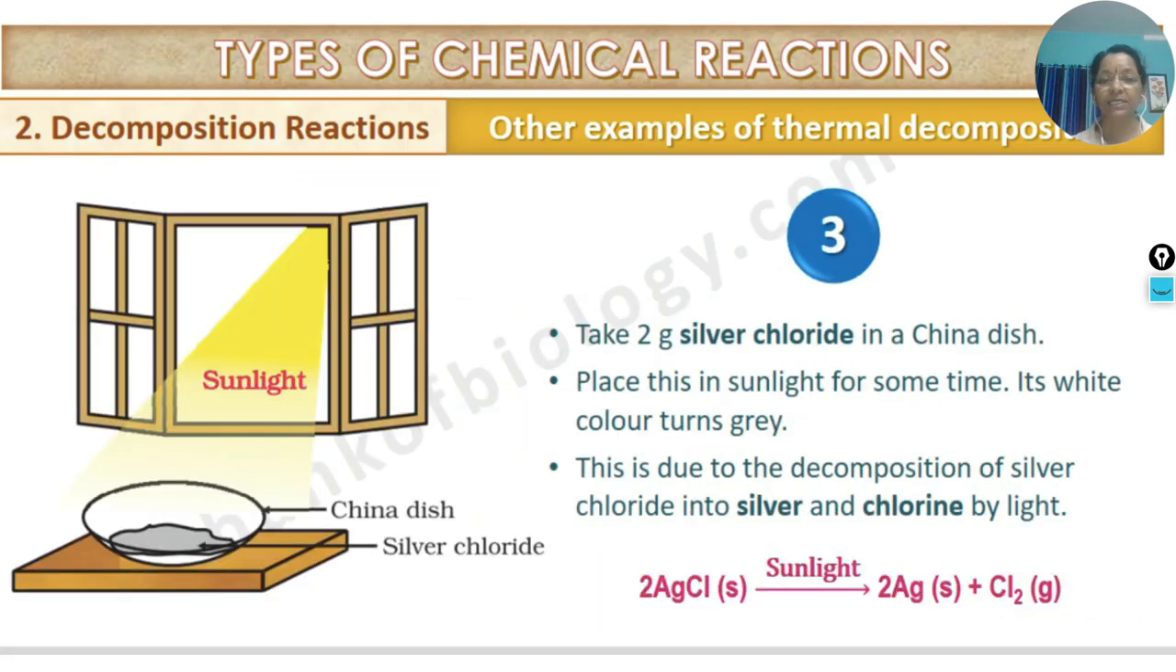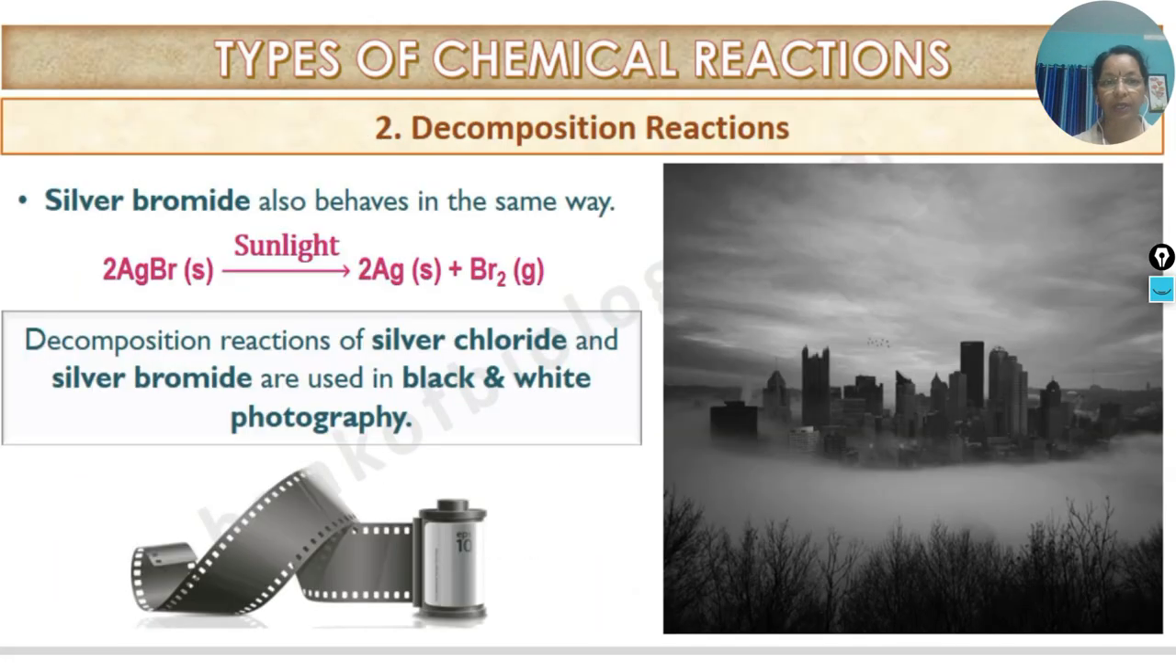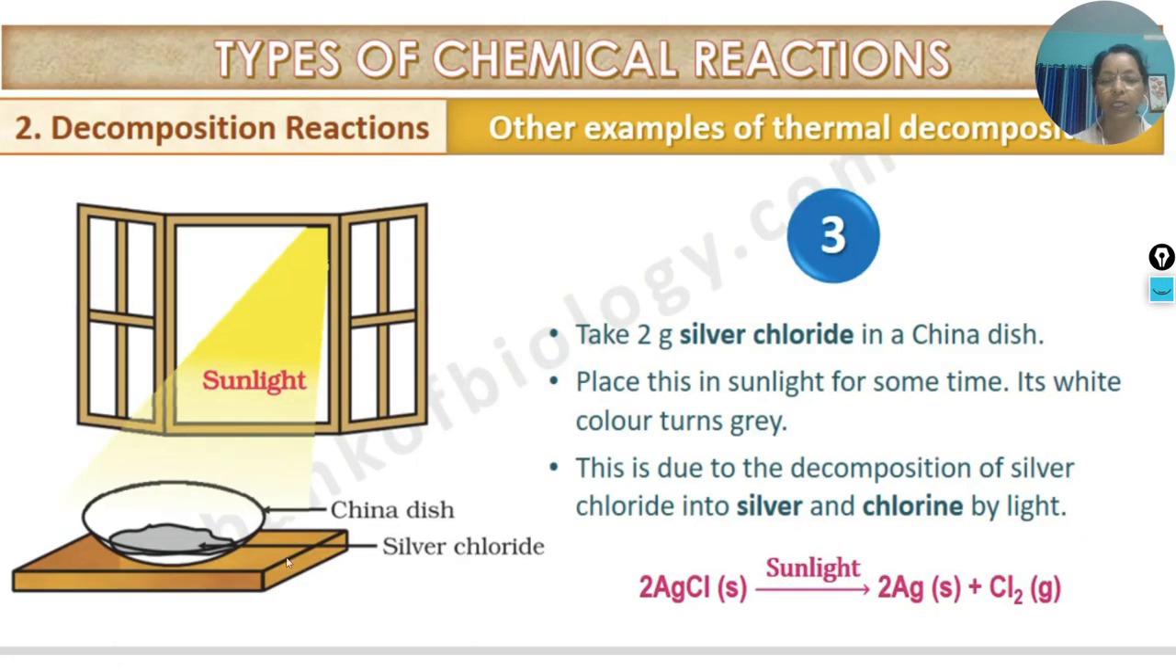There are some other examples of decomposition reaction. Silver chloride, if you keep it in a china dish and allow sunlight to fall on it, you can see that it is getting decomposed into silver and chlorine. That means we'll be getting a silver colored substance here, and chlorine gas will be escaping out.